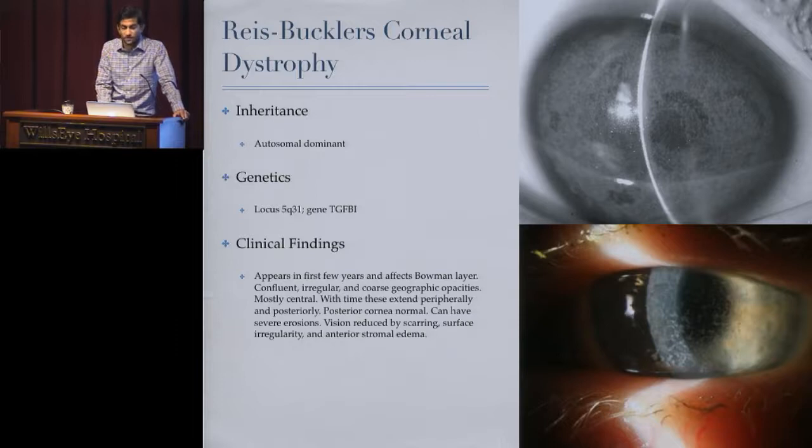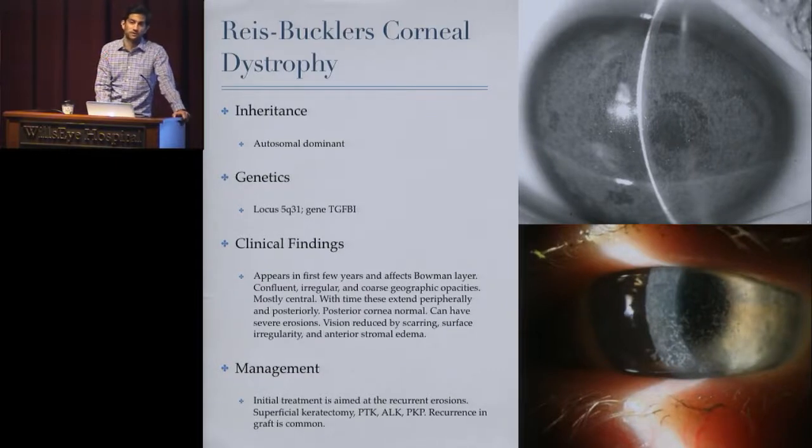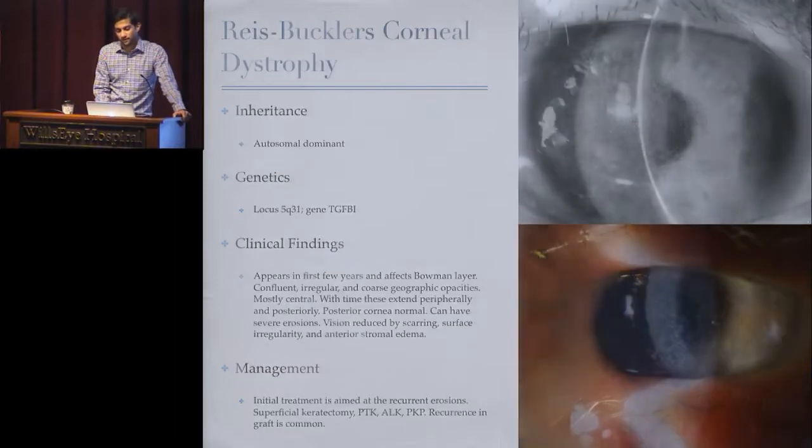These patients get severe erosions. Eventually the cornea scars from erosion after erosion after erosion. And that's usually how the vision becomes compromised. The treatment initially, I would say PTK works pretty good for this as far as treating the erosions and clearing the cornea. But you can only do so much PTK and they always come back. So eventually these people usually end up with a transplant. Unfortunately, recurrence in the graft is very common too, so they may need multiple transplants.